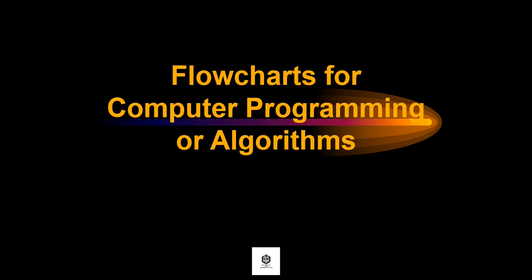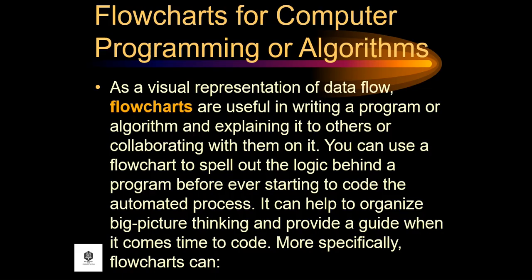Now let us proceed to flowcharts for computer programming or algorithms. As a visual representation of data flow, flowcharts are useful in writing a program or algorithm and explaining it to others or collaborating with them on it. You can use a flowchart to spell out the logic behind a program before ever starting to code the automated process. It can help to organize big picture thinking and provide a guide when it comes time to code.